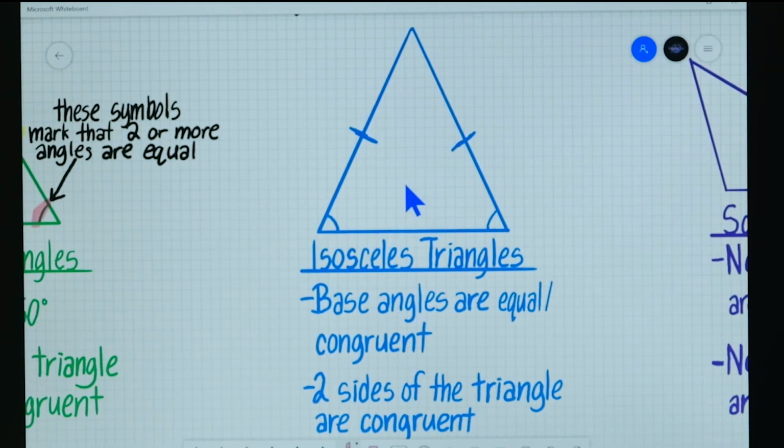Next up, we have isosceles triangles. As you can see, there's basically another triangle. However, there are only 2 little lines and 2 arcs.